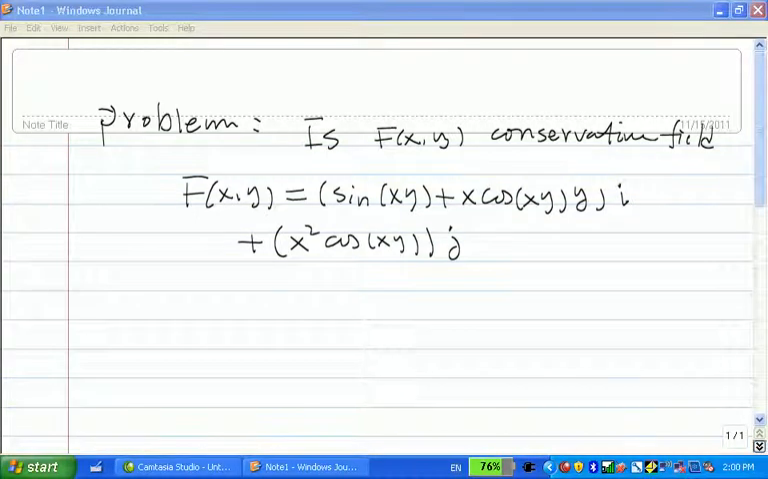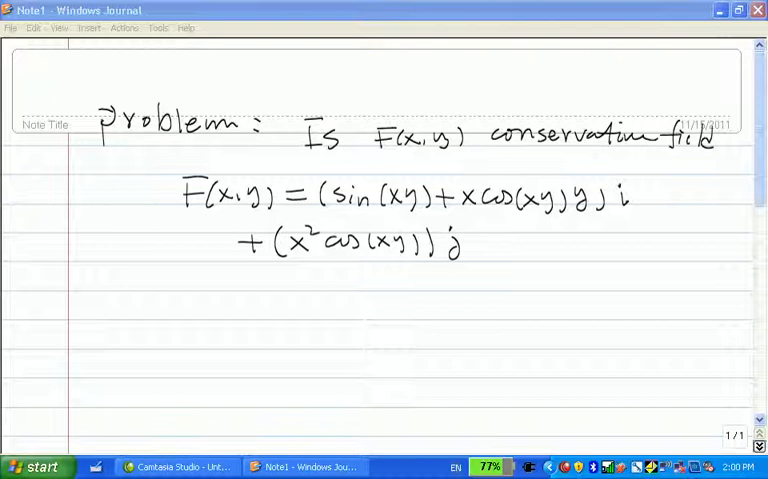This video is about homework problems in the section of the fundamental theorem for line integrals. The problem is like this. We have been given a vector function F(x, y). The question is: is this function a conservative vector field or not?